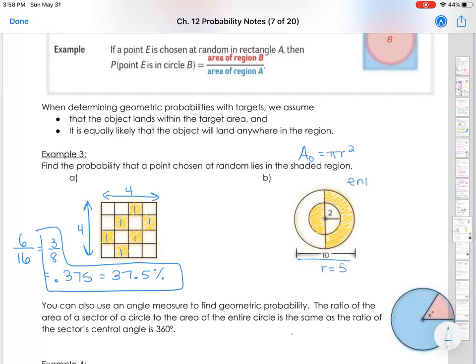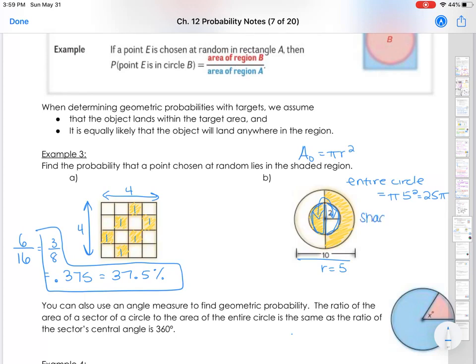This is a little bit more tricky. The entire area here, we're going to need to use the area of a circle formula. So remember, area of a circle is pi r squared. If I take a look at this entire circle, it looks like the diameter is 10. That means the radius is 5. So the entire circle area is going to be pi times 5 squared, or 25 pi. And let's leave the pi in there for now to keep it a little more exact.